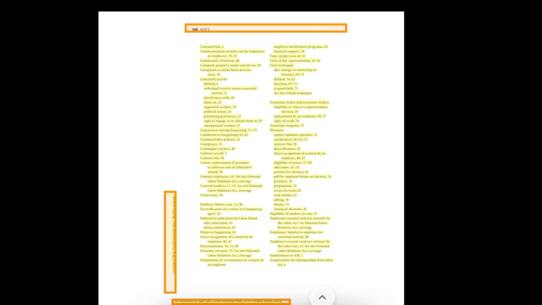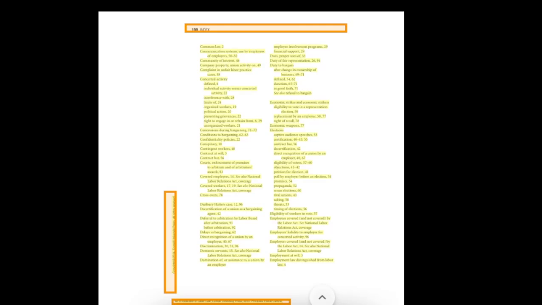Discrimination, 30, 51, 96. Domestic servants, 15. See also National Labor Relations Act, coverage. Domination of, or assistance to, a union by an employer: employee involvement programs, 29; financial support, 29. Dues, proper uses of, 33. Duty of fair representation, 26, 94. Duty to bargain: after change in ownership of business, 69 to 71; defined, 34, 62; duration, 65 to 71; in good faith, 71. See also refusal to bargain.